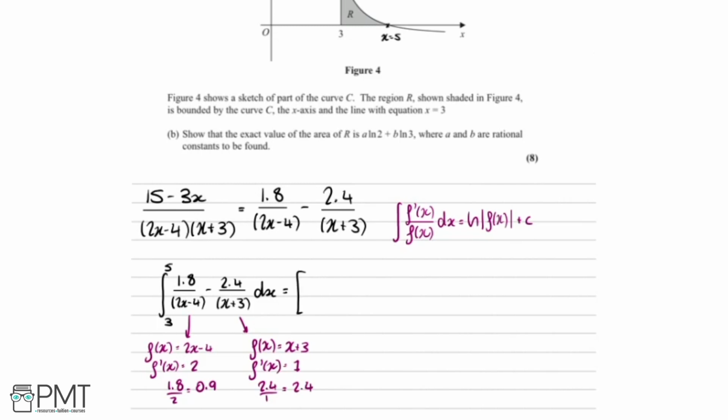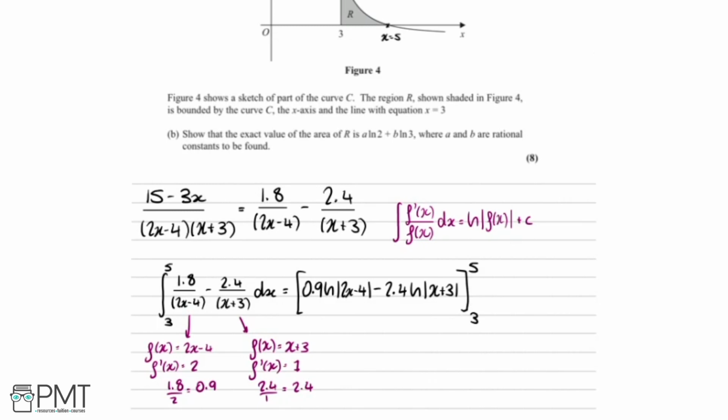So when we integrate it, this term is going to become, we're going to need to use our multiplier first. So 0.9 multiplied by natural log of 2x minus 4. I'm going to add on to that, integrating this term. And we need to remember we've got the minus sign here. So instead of the plus here, we're going to have minus, and then we're going to have 2.4 multiplied by the natural log of x plus 3. And we need to remember our limits of integration, so between 3 and 5.